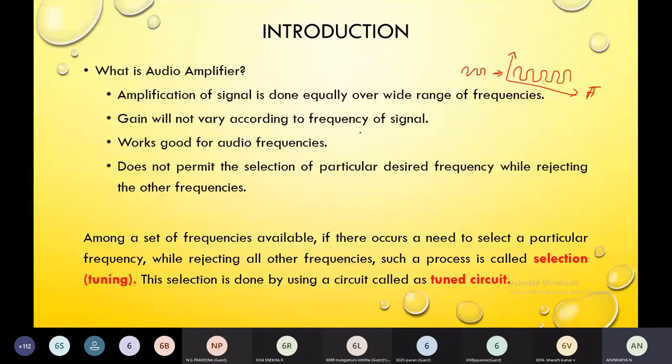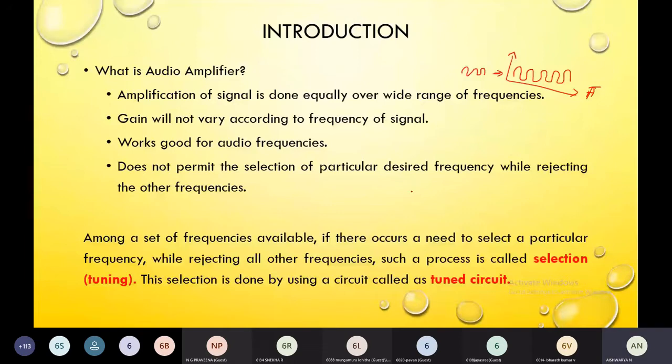Suppose I want a high frequency application, how can I go? And one more drawback in your audio amplifier is that it will not permit the selection of particular desired frequencies, because the amplification is done over a wide range of frequencies, and I cannot select a particular desired frequency based on the application. So in order to avoid all these drawbacks, I am going for an amplifier which is called a tuned amplifier or tuned circuit.